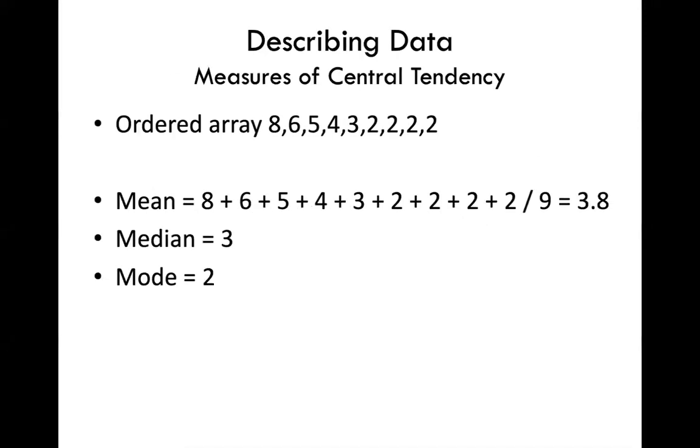Or we can use our measures of central tendency. So here again is our ordered array. We can calculate the mean. When we calculate the mean, we're just adding up each of the individual values and then dividing by the total number of observations. And that's going to tell us that the mean coffee consumption the night before the IDT exam in this sample was 3.8 cups.